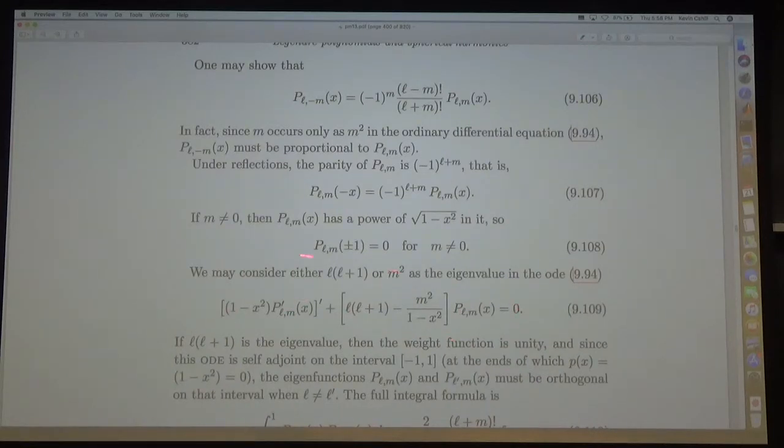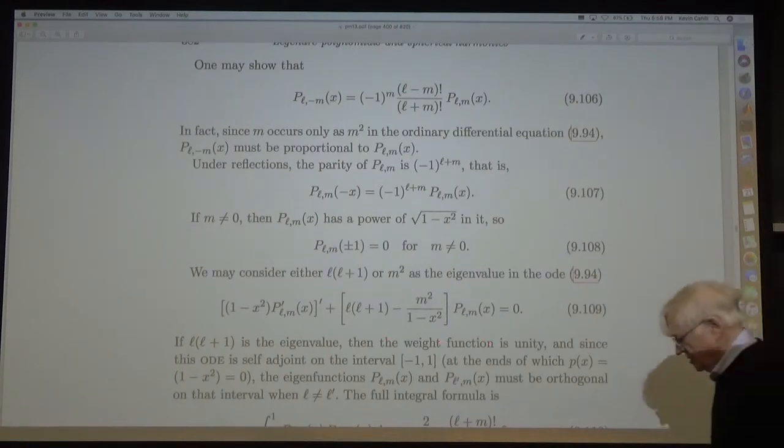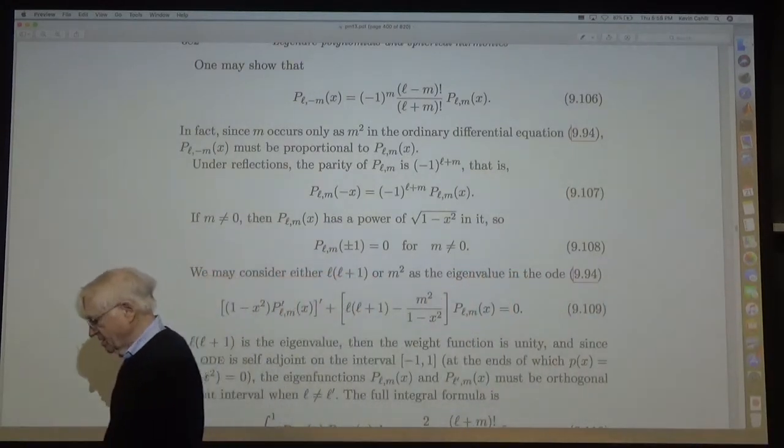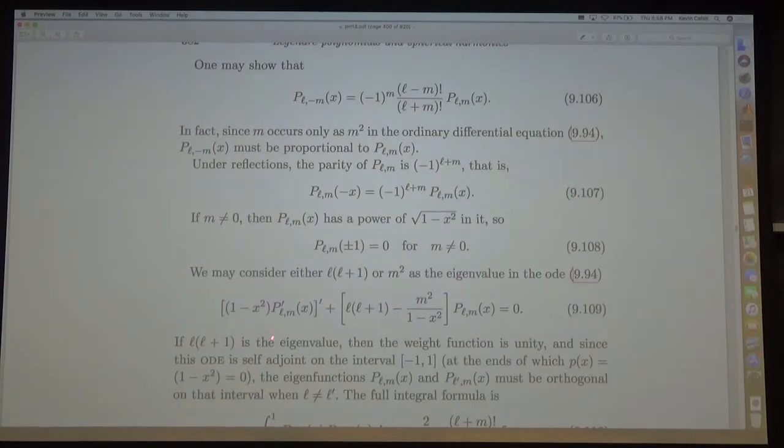So now here is the differential equation in self-adjoint form for the associated Legendre polynomial. And what we see is that we've got two parameters here that we might think of as eigenvalues, L or M. And in fact, both are legitimate, both are eigenvalues, but for a different differential equation, a different problem, essentially. So if you take L(L+1) as the eigenvalue, then the weight function is unity.